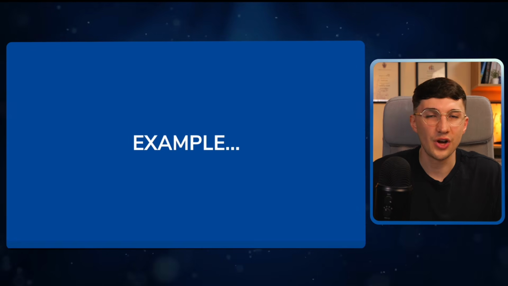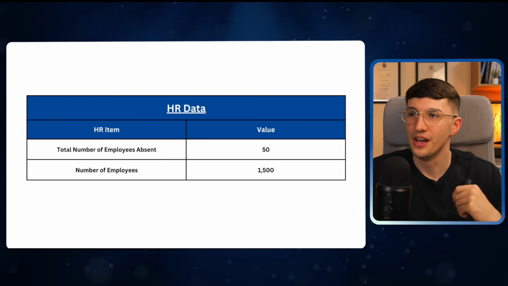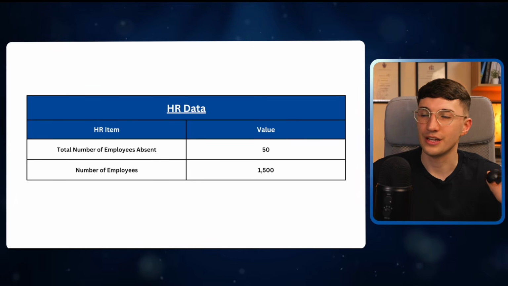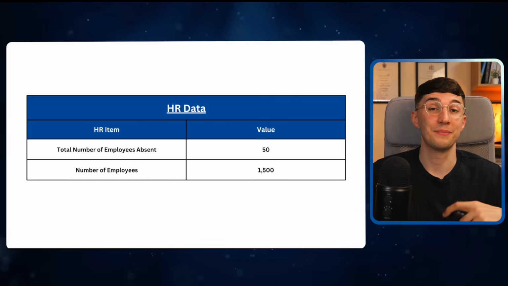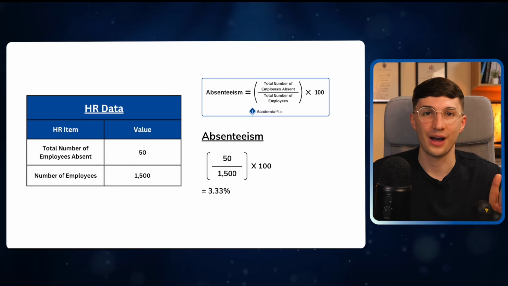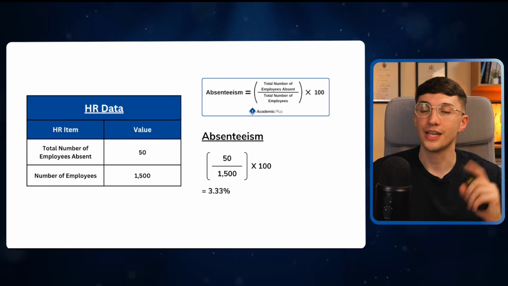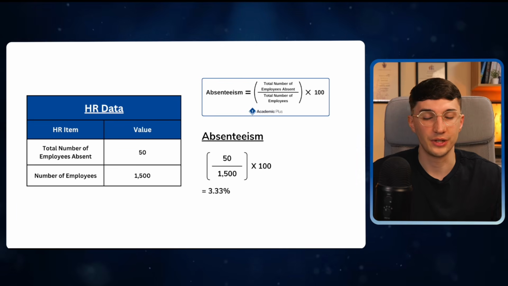So once again, let me give you guys an example of how you would calculate this. I've given you all the data that you need. The total number of employees absent is 50. The total number of employees that the business has is 1,500. All you need to do, a really simple calculation, 50 divided by 1,500 times 100 gives me an absenteeism of 3.33%.